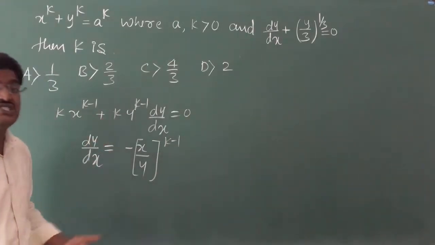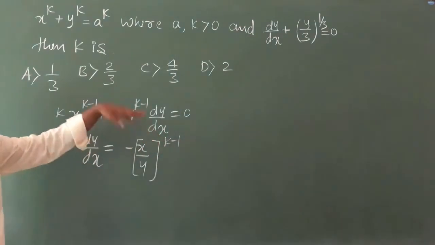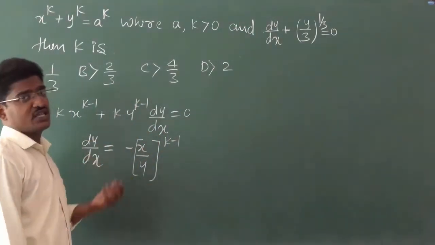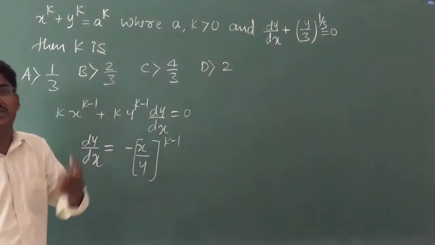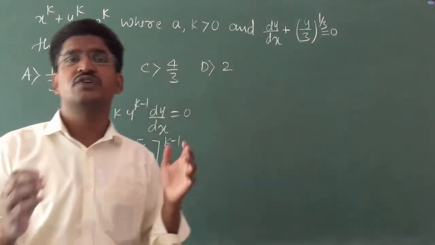If I write this by simplifying, k will be taken common and taken to that side, 0 by k will be 0, no problem. After that, x to the power of k minus 1, if I take it to this side, minus x to the power of k minus 1 divided by y to the power of k minus 1, it will be x divided by y whole to the power of k minus 1.